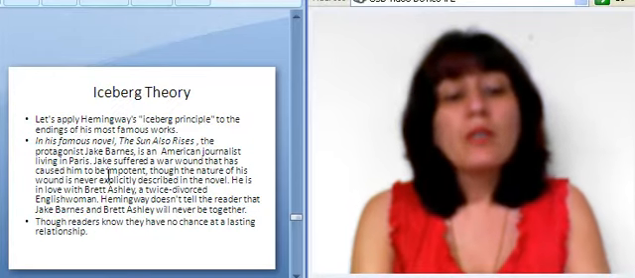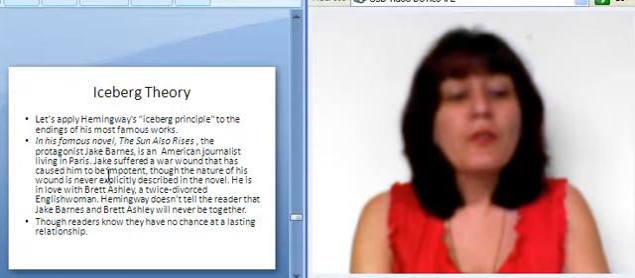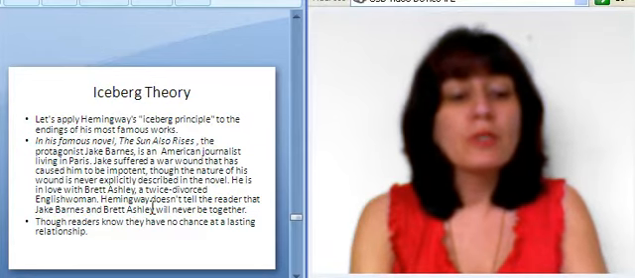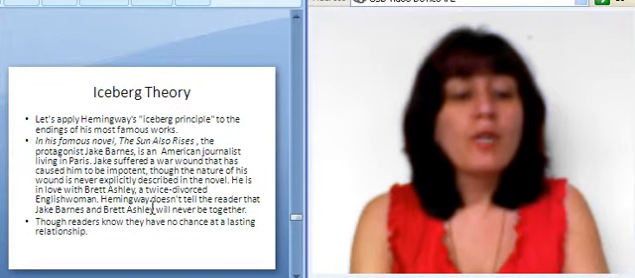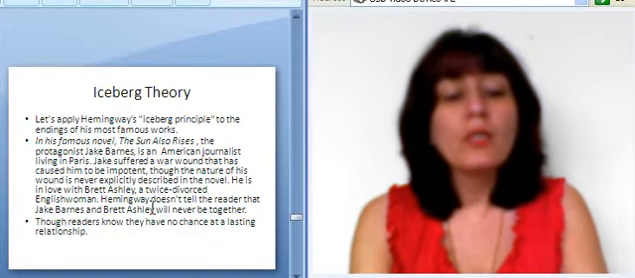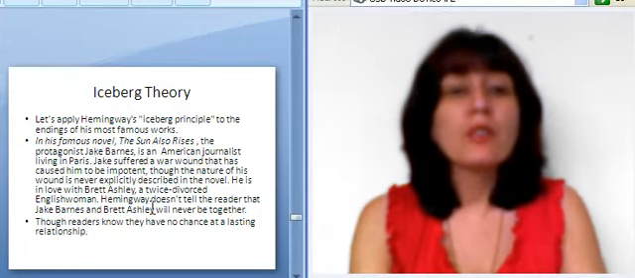In his famous novel, The Sun Also Rises, the protagonist, Jake Barnes, is an American journalist living in Paris. Jake suffered a war wound that has caused him to be impotent, though the nature of his wound is never explicitly described in the novel. He is in love with Brett Ashley, a twice-divorced Englishwoman. Hemingway does not tell the reader that Jake Barnes and Brett Ashley will never be together, though readers know they have no chance at a lasting relationship.